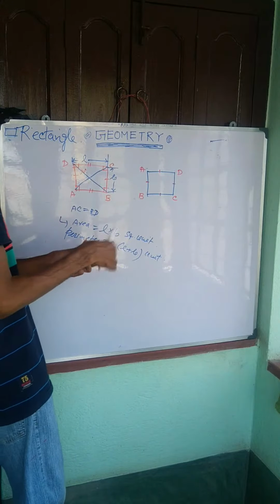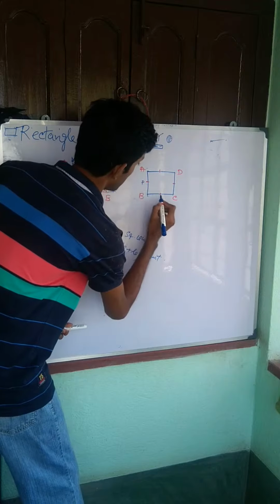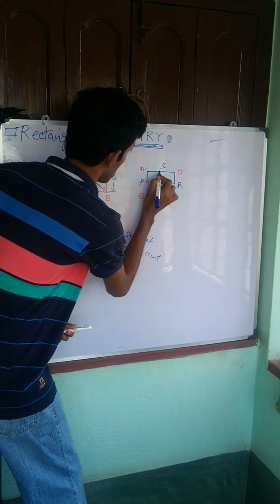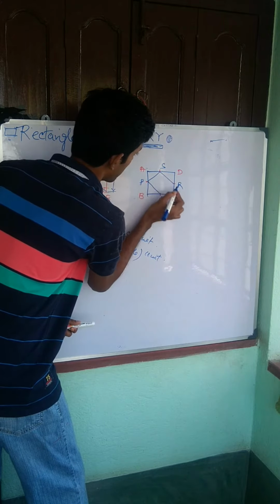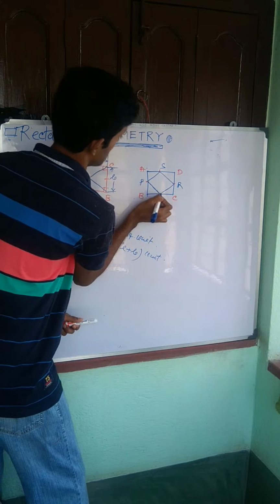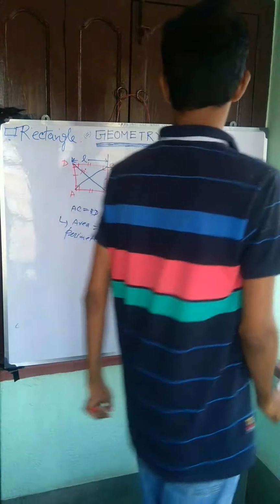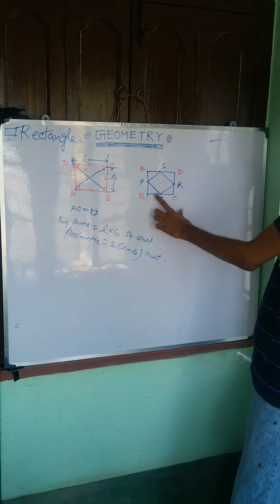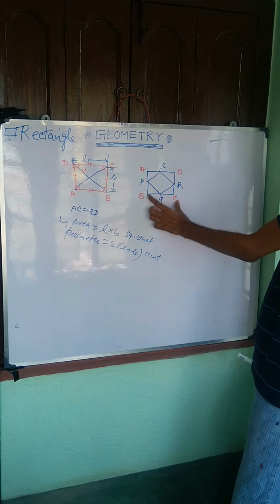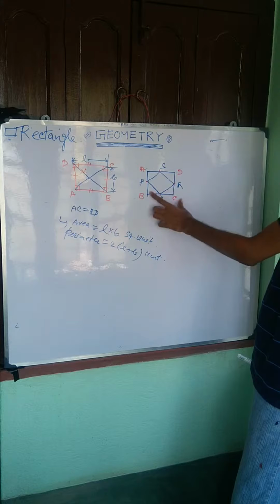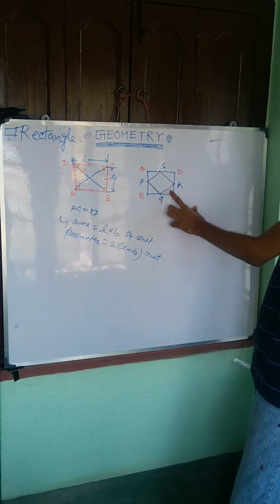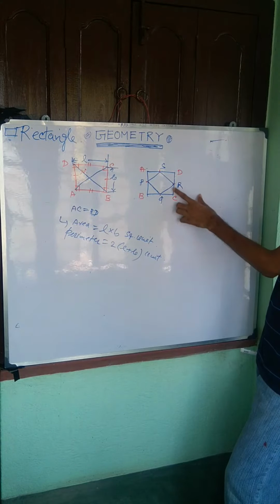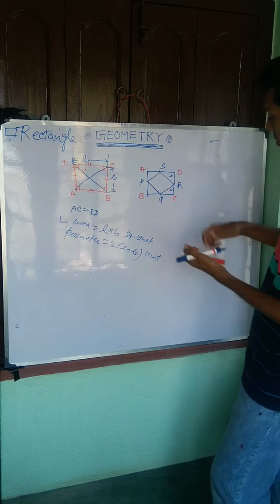Now, this is ABCD, a rectangle, and the midpoints are P, Q, R, and S. If you join these midpoints of the rectangle, it makes a square. Why? If you compare these two triangles, these sides are equal because Q is the midpoint of BC, this side is also equal, and this angle is 90 degrees, so it will be congruent to this triangle. Similarly, this side equals this side, and it is also 90, so it is also congruent to this triangle.